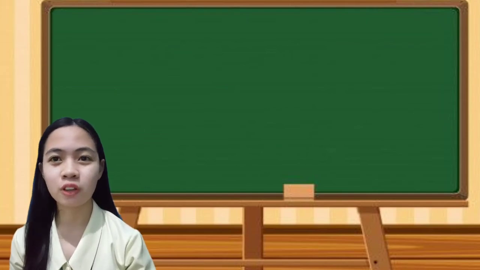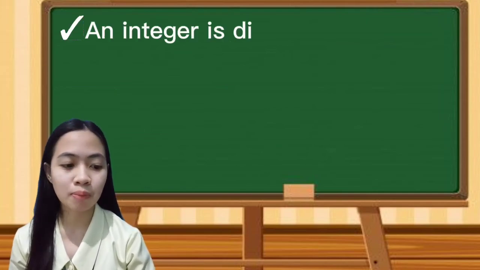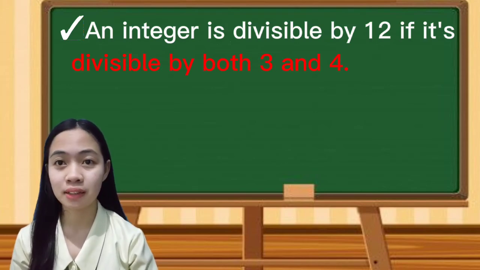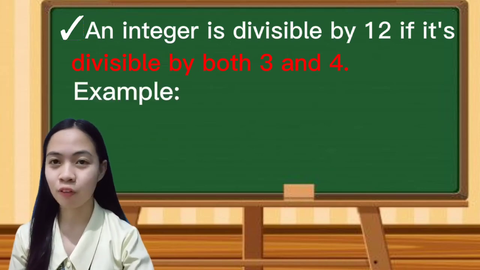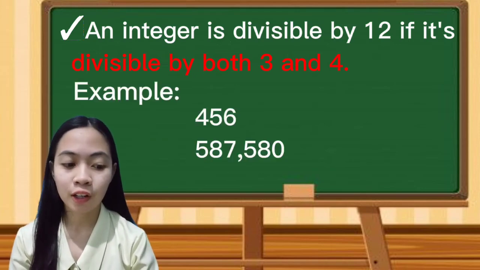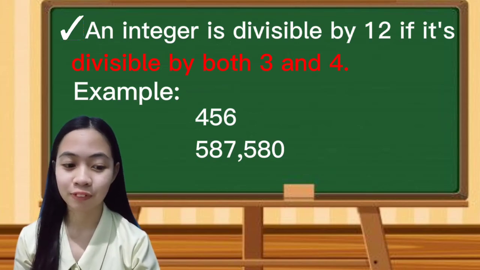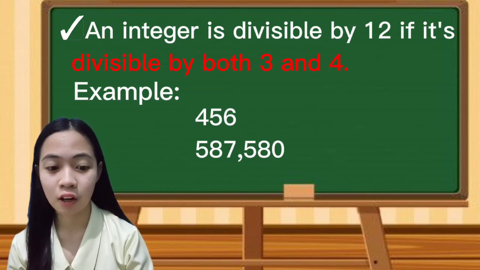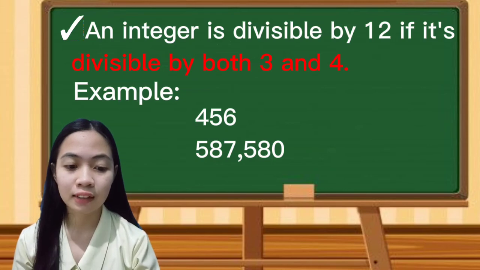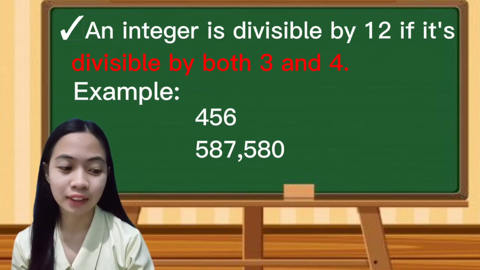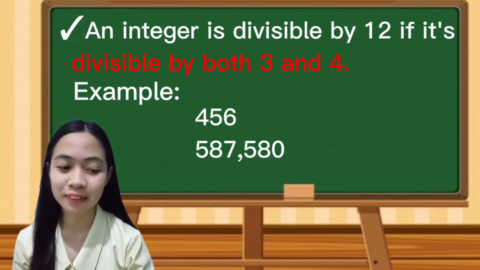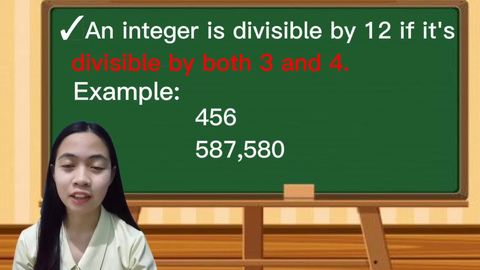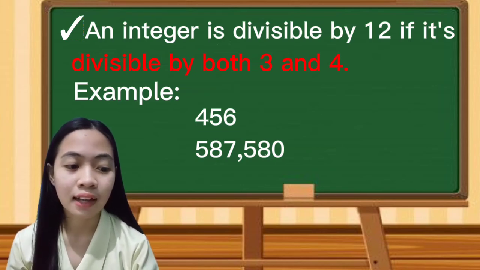Now, the divisibility rule of number 12. An integer is divisible by 12 if it's divisible by both 3 and 4. Earlier, we discussed the divisibility rule of 3 and 4. Example, 456. 4 plus 5 plus 6 is equal to 15, and 15 is divisible by 3. And that is the rule for divisibility of number 3. And for the divisibility of number 4, the last two digits is divisible by 4. So, 456, the last two digits is 56, and 56 is divisible by 4. Meaning to say, 456 is divisible by 12.